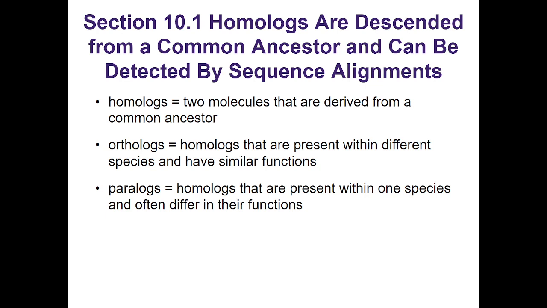Homologs. These are 2 molecules that are derived from a common ancestor. Orthologs. These are homologs that are present within different species and have similar functions. Like crabs, right? Shell. Can't eat me if I have a shell, right? All right. Paralogs. These are homologs that are present within one species and often differ in their functions.